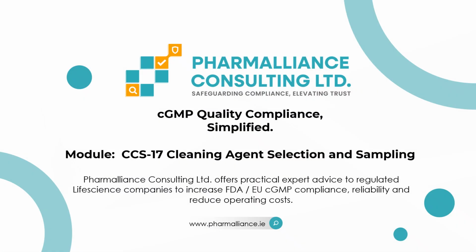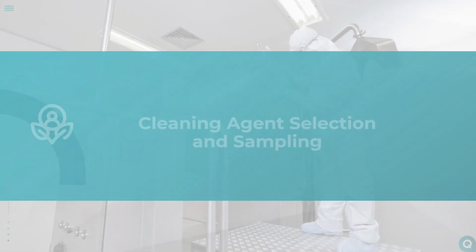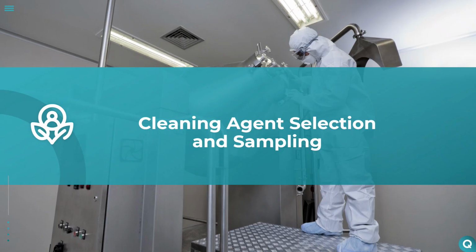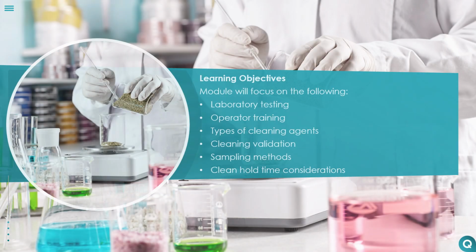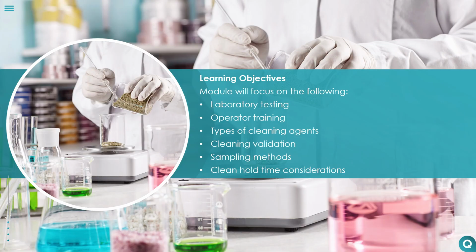We are pleased to present Module CCS 17 on cleaning agent selection and sampling. This session will discuss cleaning agent selection and sampling to ensure effective, efficient, and compliant cleaning. In today's session, we will cover laboratory testing for material compatibility and cleaning agent selection, operator training, the types of cleaning agents, cleaning validation, sampling methods, and clean hold time considerations.